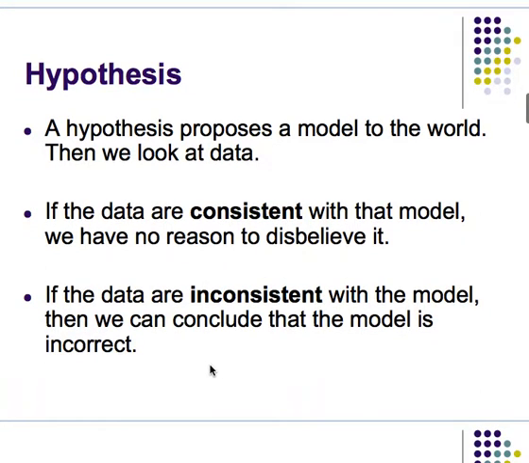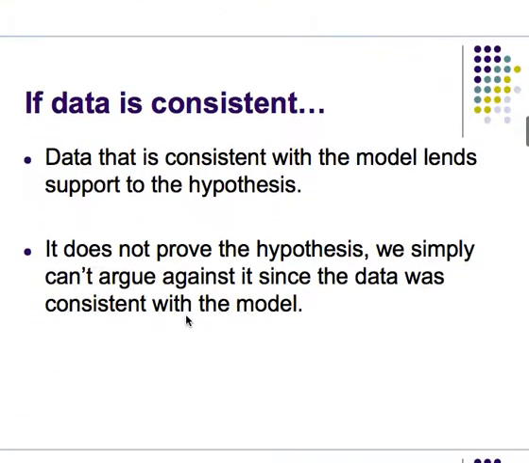Okay, so with a hypothesis that has been proposed, we propose a hypothesis as a model of the world, then we look at the data, and one of two things can happen. The data is either consistent with the model, or it is inconsistent with the model. So we can conclude that the model is incorrect. Okay, so here's more information about that. What you want to write in your notes is: if the data is consistent, and then the rest of this, in your own words probably.